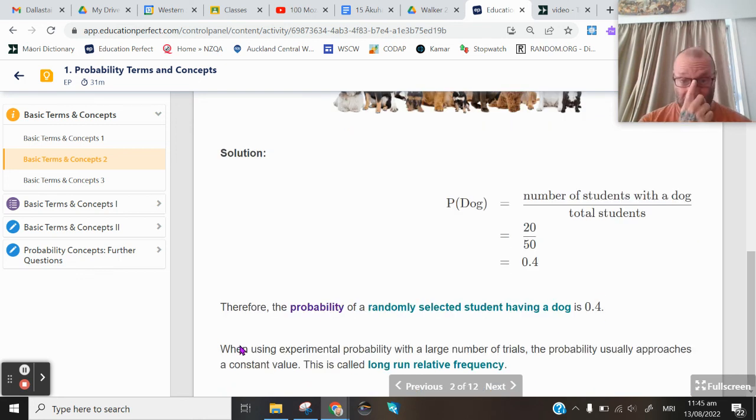And when using experimental probability with a large number of trials, the probability usually approaches a constant value. That's known as the long-run relative frequency.